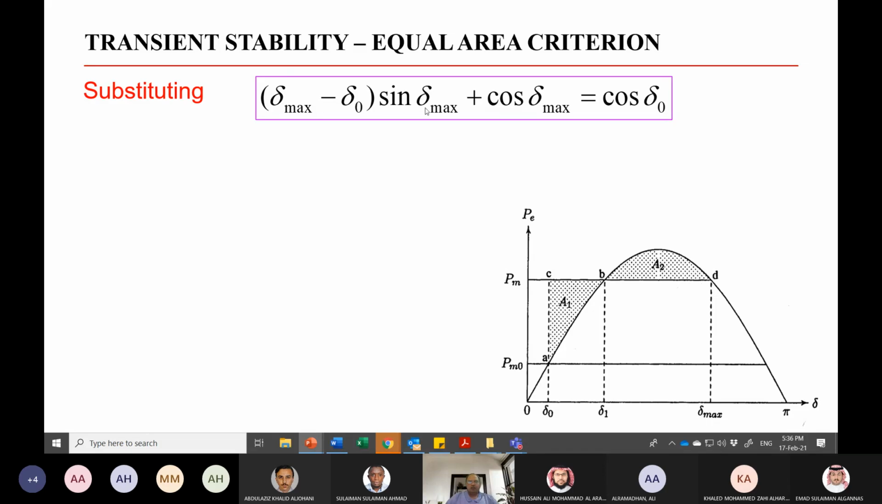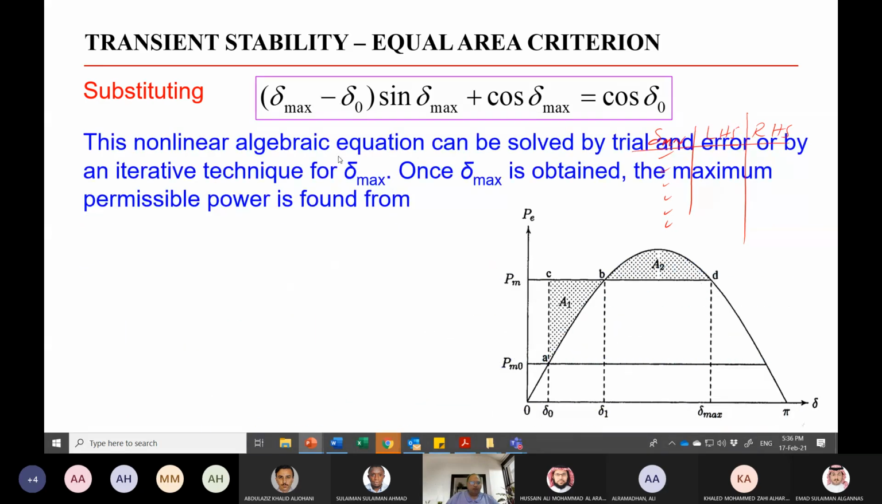So delta max and sine delta max. Again, you can have a trial and error approach. For delta max, you assume the left-hand side and the right-hand side, and you can substitute. You can initially guess, then substitute with different values, and you can end up with the solution. Okay, so this is the solution. The nonlinear algebraic equation can be solved by trial and error or by iterative techniques for delta max.